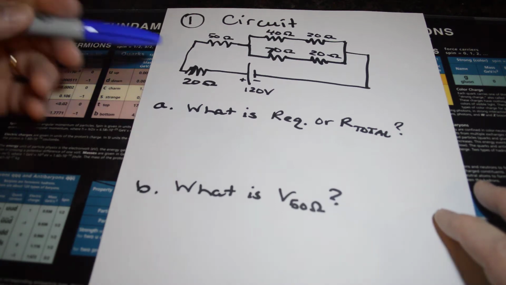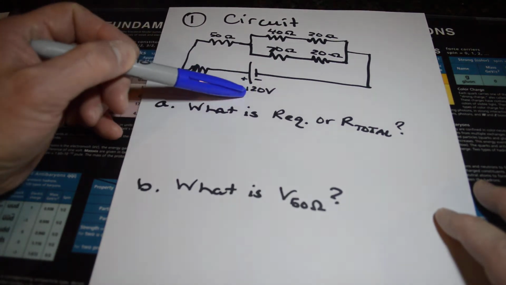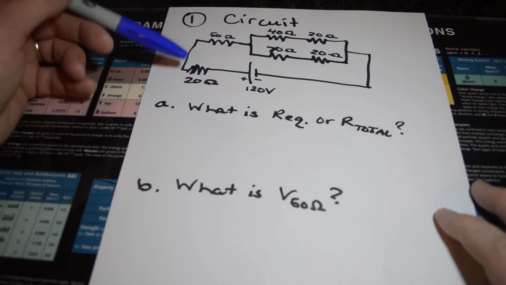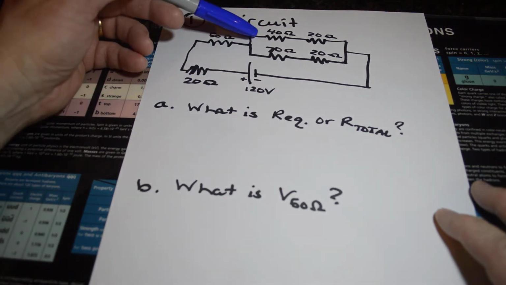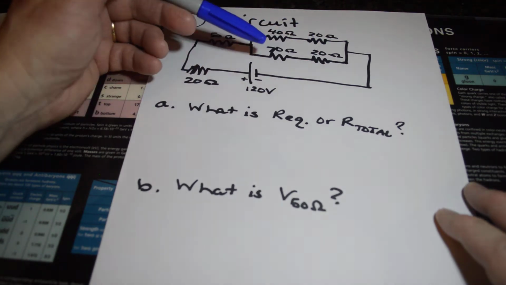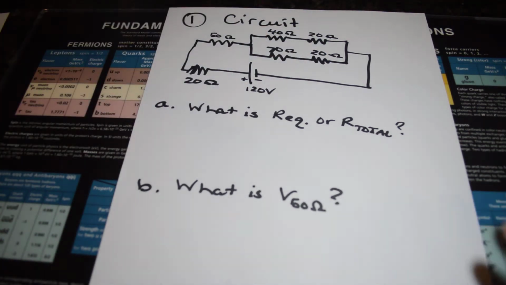This is a circuit that has a 120 volt power supply, and then you have a bunch of resistors, 20 ohm, then there's a 50 ohm, and then on the top part 40 and 20, and on the bottom 70 and 20. And they ask several questions. So I'm going to probably give you the details and then give you the final answers, but hopefully you follow along with what is being asked in these problems, and we go from there.